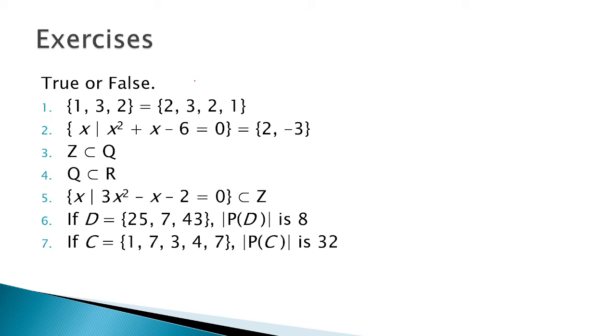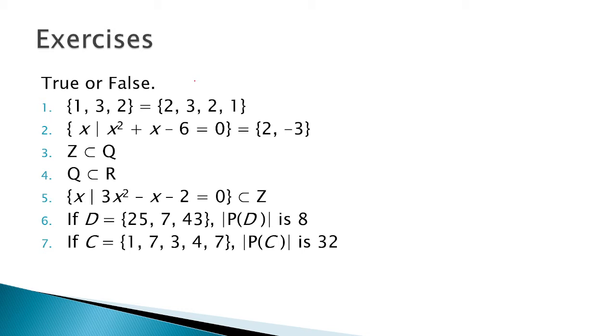rational numbers. Also, number 4 is also true, obviously, because all rational numbers are real numbers. So, Q is a subset of R. This is also true. Next, number 5.